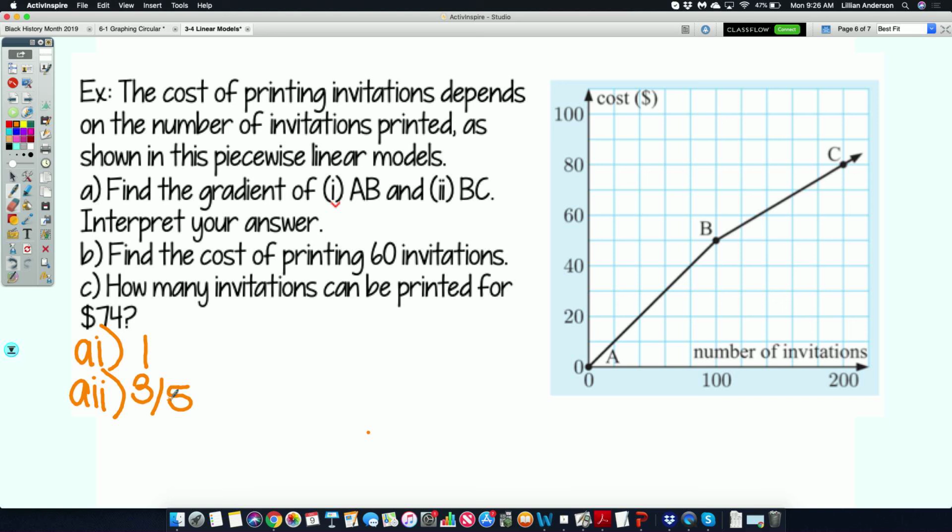One invitation costs $10. You're on the right track, but it needs to be in context of the problem. This point right here doesn't correspond to one invitation. It corresponds to 20, and the y is 10. So if that's the case, the gradient shown is not 1. It's 10 over 20, so it would be 1/2.